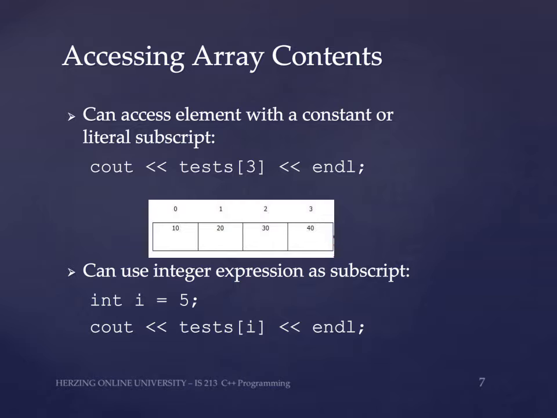Accessing array contents. The general format for accessing an array is array name then index. For example, in test you have an array equal to 10, 20, 30, 40. When a program wants to access the 30, this can be written as test[2].